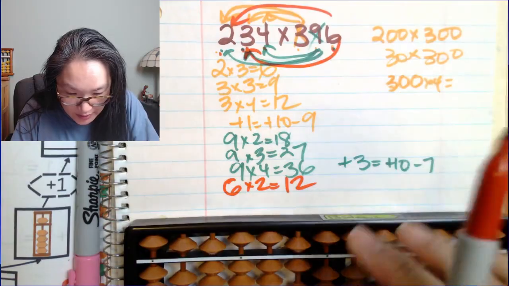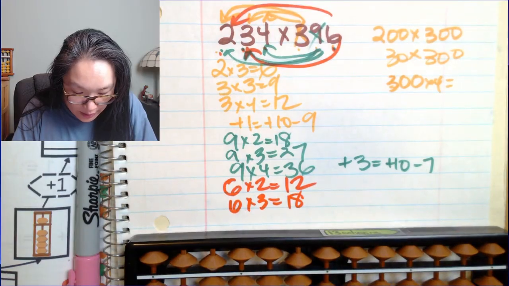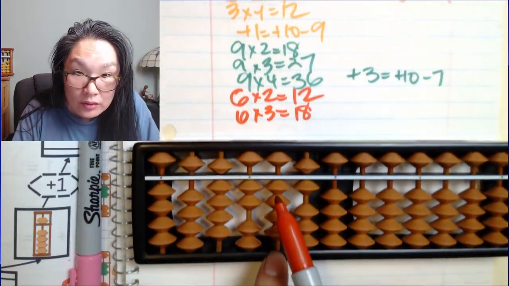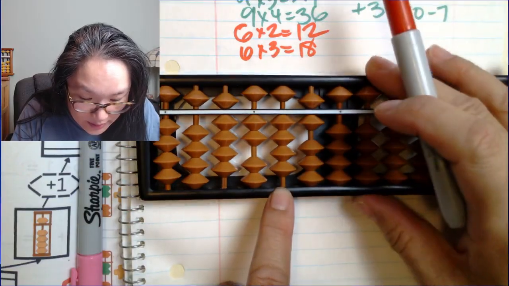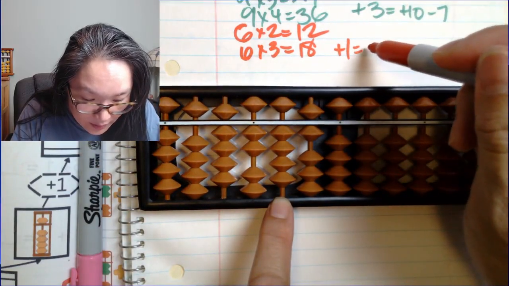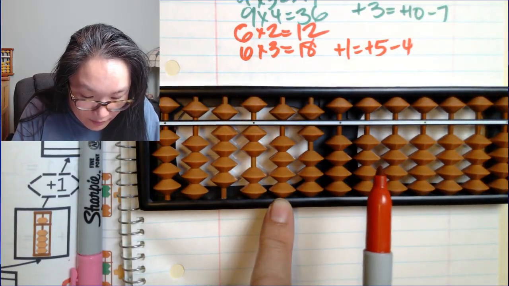6 times 3 is 18. I add 1, I add 8. I add 1. There's not enough. What do? I'm so sorry. I add 1. Add the 1 is plus the 5 minus 4.